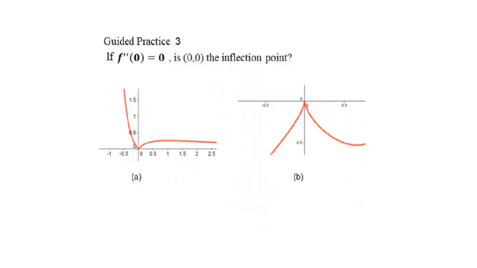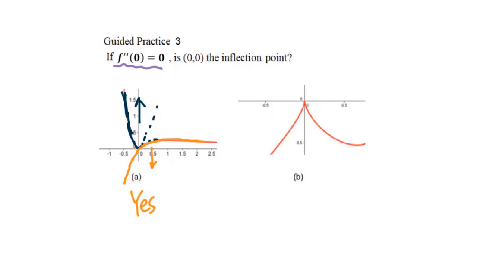Therefore, for guided practice 3, we need to figure out whether 0, 0 is the inflection point. We already know the second derivative equals 0. So just check whether there is a concavity change. Say for here, this is concave up. For this part, it's concave down. Therefore, in this graph, the origin is the inflection point.